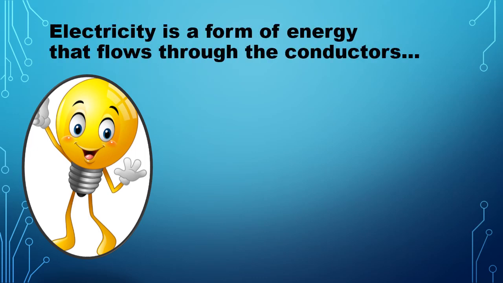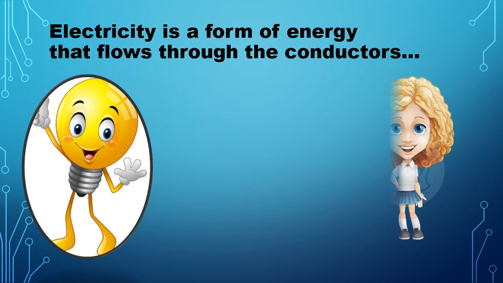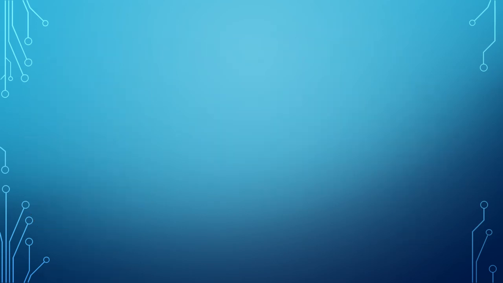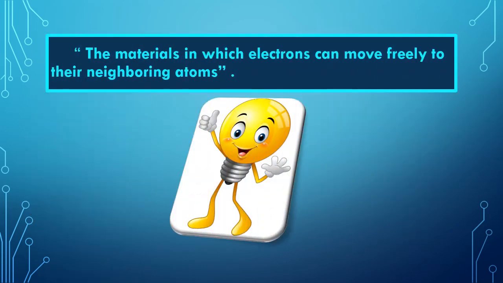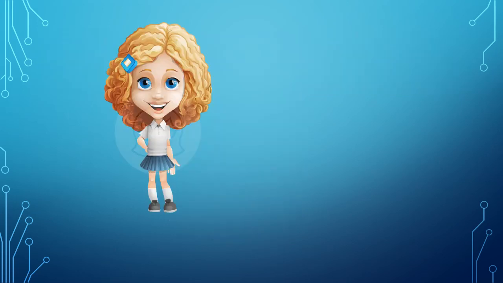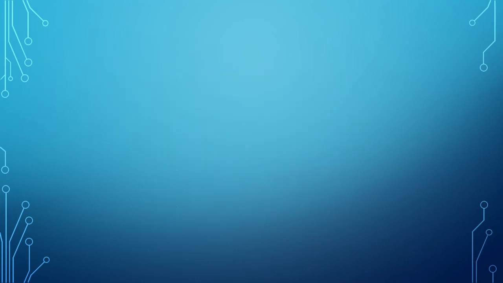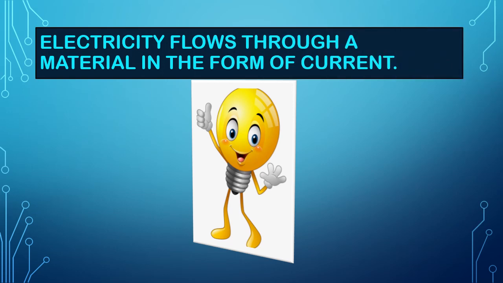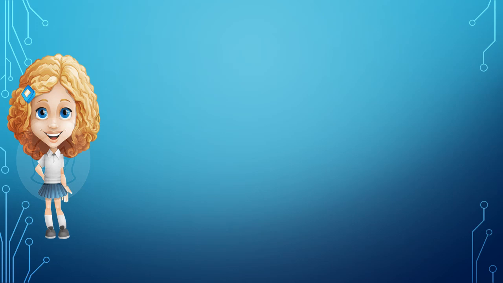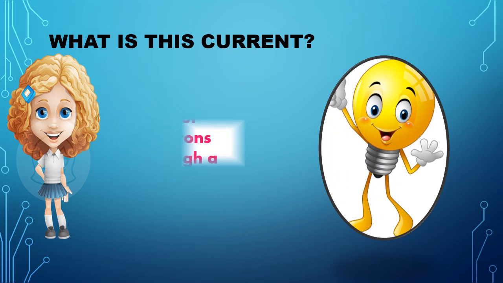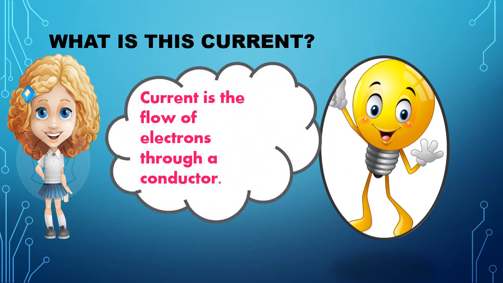Electricity is a form of energy that flows through the conductors. Hey Sparkle, what are conductors? Well, conductors are the materials in which electrons can move freely to their neighboring atoms. But how does electricity flow through the conductors? Electricity flows through a material in the form of current. Please, Sparkle, please tell me what is current? Ellie, current is the flow of electrons through a conductor.